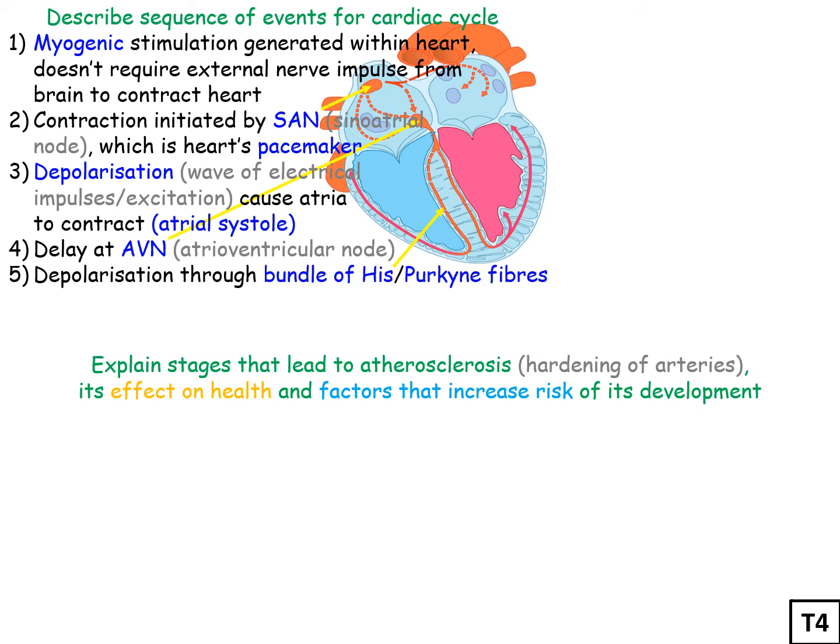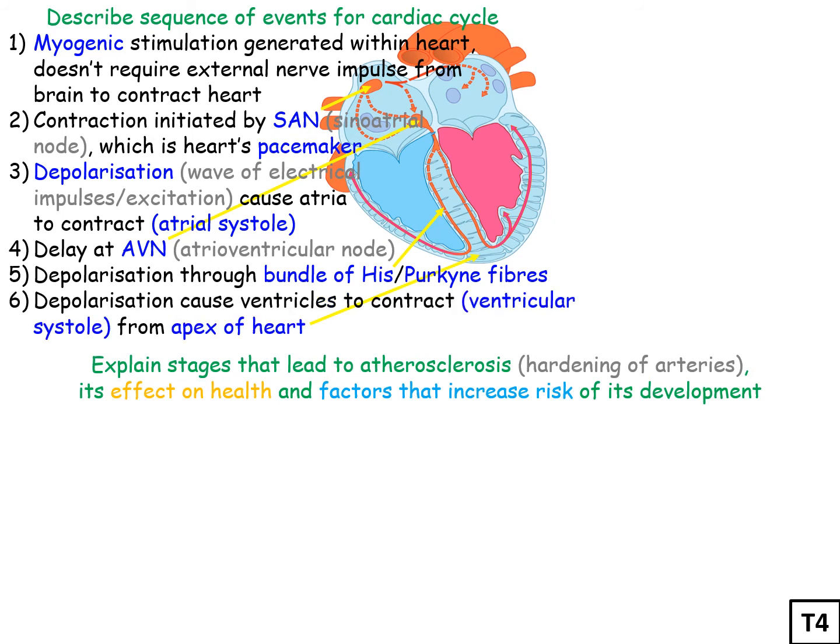The depolarization then goes through the bundle of His until it reaches the apex of the heart, and then depolarization causes the ventricles to contract, and this is known as ventricular systole. And that is the sequence of events for the cardiac cycle for one heartbeat.